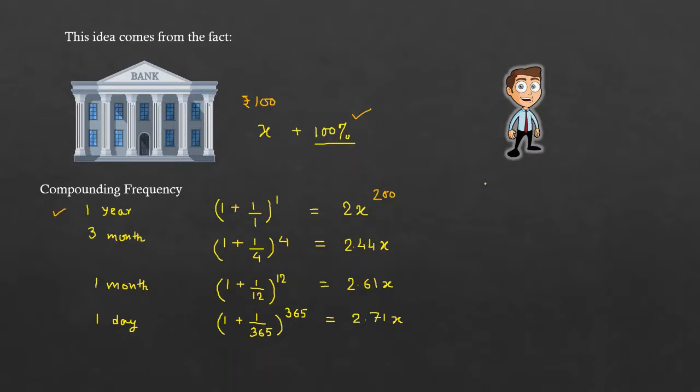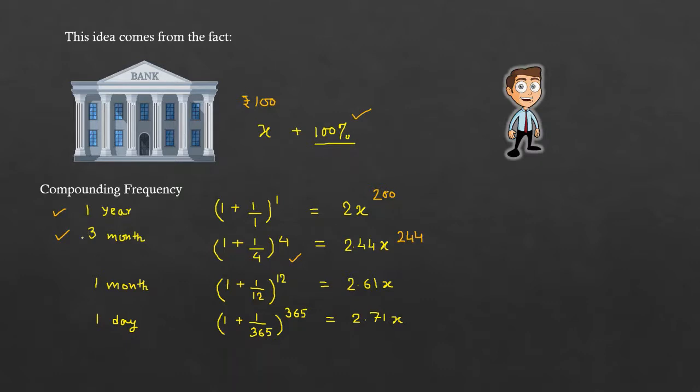But now wait. If we start compounding in smaller parts, that is every 3 months, then we will find the amount will be around 2.44 times x. You may calculate this with the help of the compound interest formula that I have used here. So the value will be 2.44x, which equals 244. So it is greater than the amount when it was compounded in 1 year.